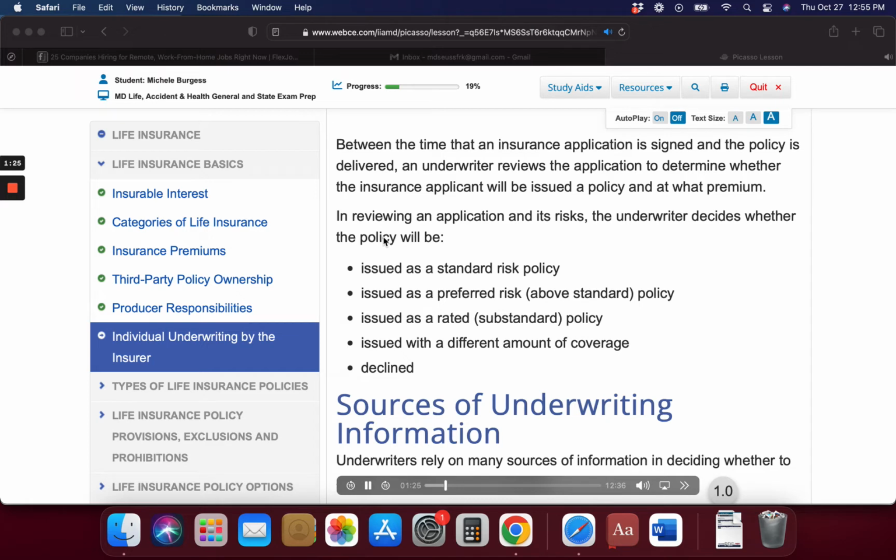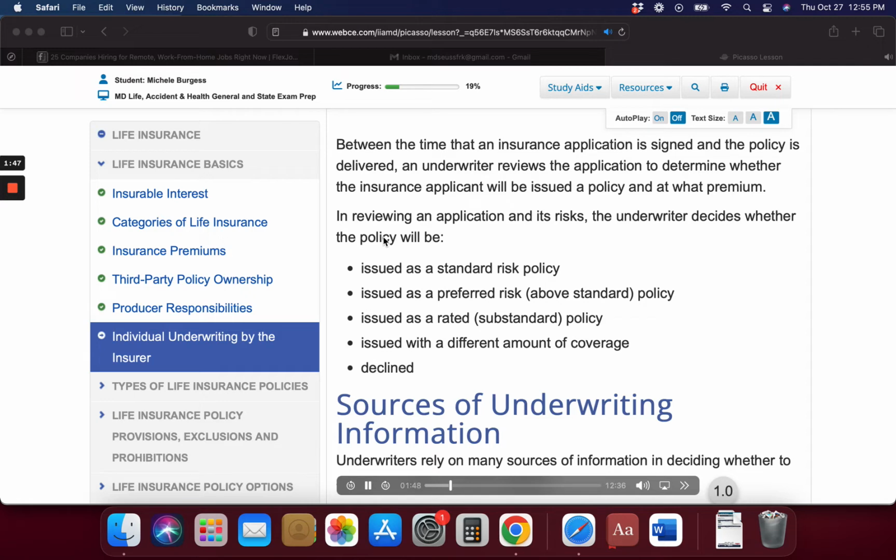Application. The application is the underwriter's primary source of information. It furnishes crucial information about the applicant and the insured. Requested insurance coverage. Insured's health. The signed application becomes part of the contract between the insurer and the policy owner.